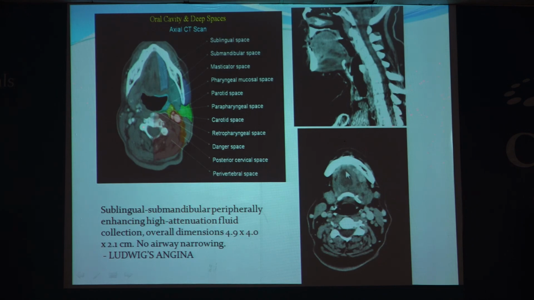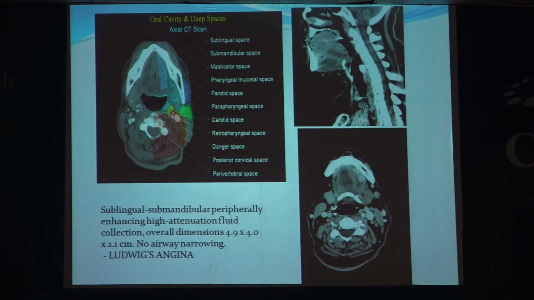Now suppose we see on this CT there is an abnormal hypodense lesion with a thin rim enhancement that is seen in the sublingual space and also in the left submandibular space. So this is basically a collection or an abscess, and this is a Ludwig's angina.